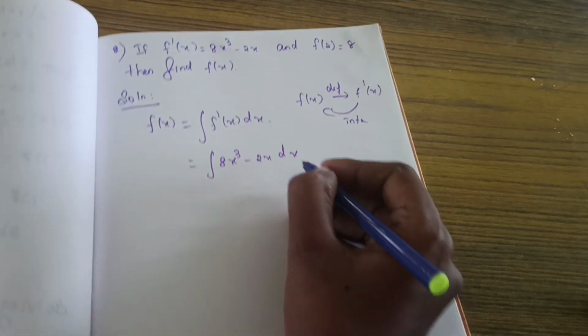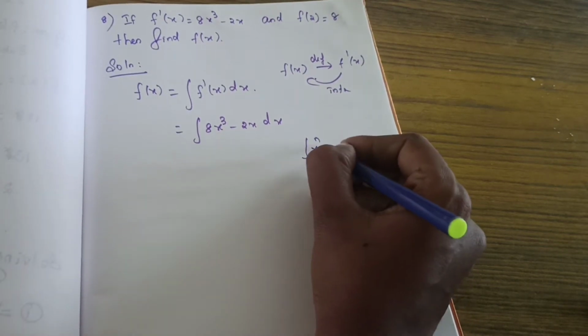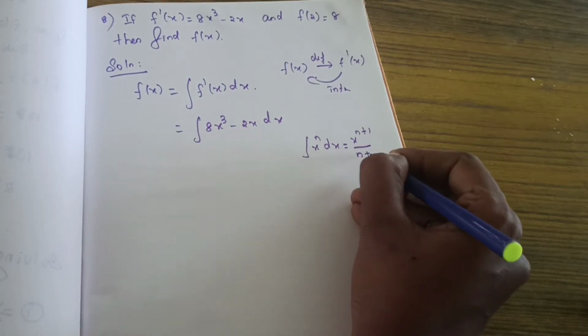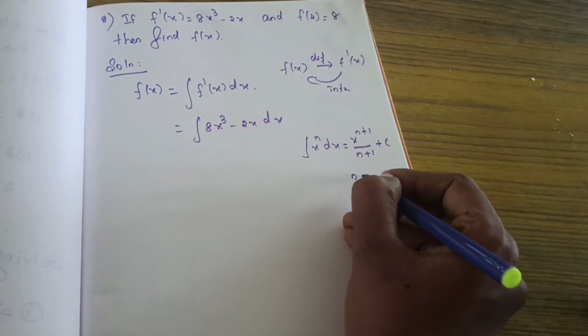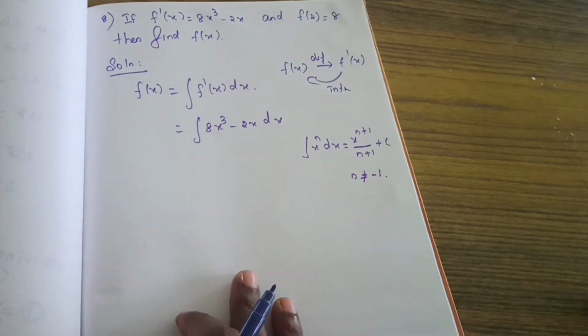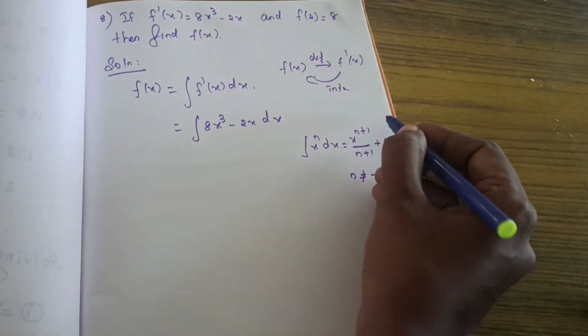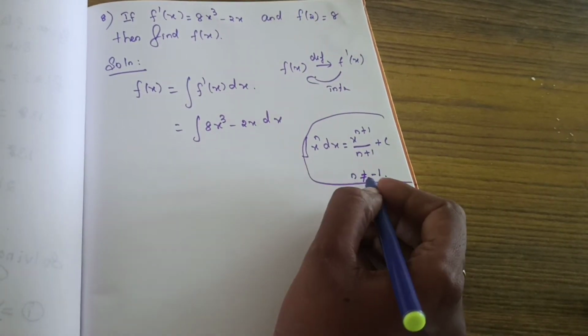Okay. That is, what's the formula? Integral of x power n dx is equal to x power n plus 1 divided by n plus 1 plus c. Keep it in mind, n not equal to minus 1. If n is equal to minus 1 means we can't substitute in this formula. Okay. N value not equal to minus 1. This is very, very important. Okay. So everywhere you write it here.